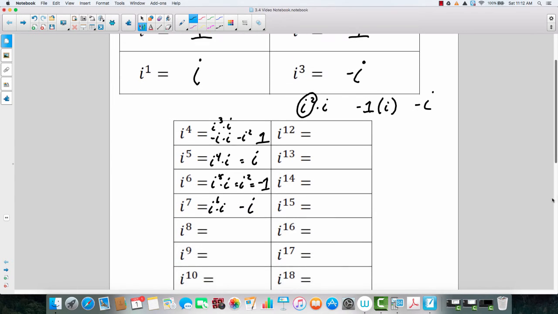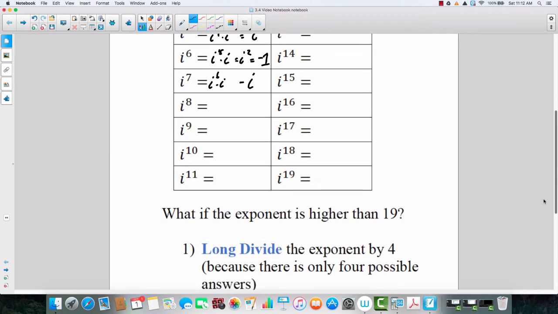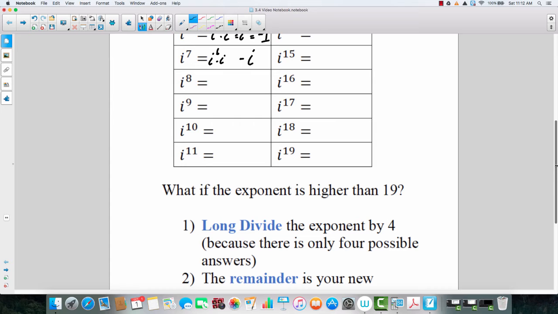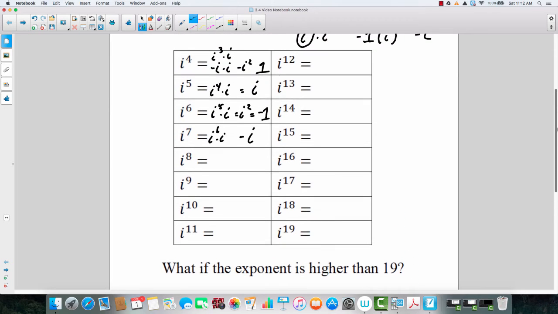Now watch. This pattern goes on forever and ever.